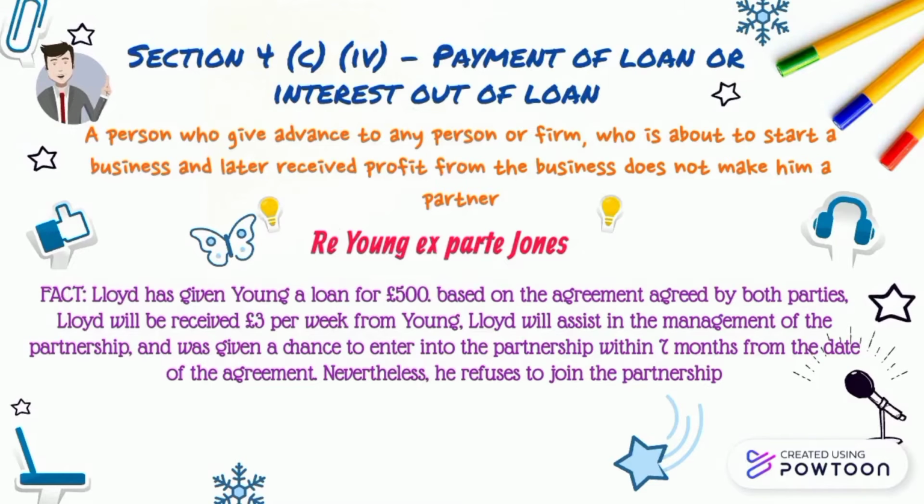In the case law of Ray Young ex parte Jones, Lyot has given Young a loan for $500. Based on the agreement agreed by both parties, Lyot will receive $3 per week from Young. Lyot will assist in the management of the partnership and was given a chance to enter the partnership within 7 months from the agreement. Nevertheless, he refused to join the partnership. It was held that Lyot is not a partner as he refused to join in.